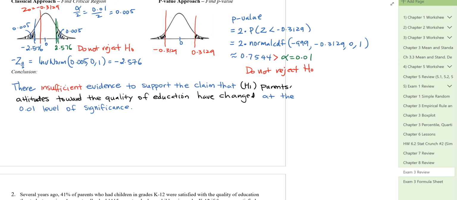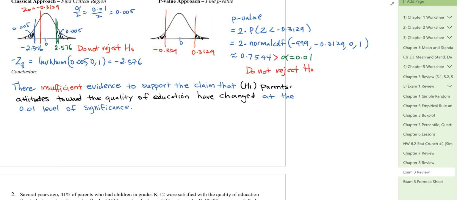So let me write it. And so we say there is not enough information. You can also say there is insufficient evidence to support the claim. Now here I'm going to write it in terms of the application, H1, which is parents' attitude toward the quality education has changed, at the 0.01 level of significance. And so that's how you will write a conclusion.